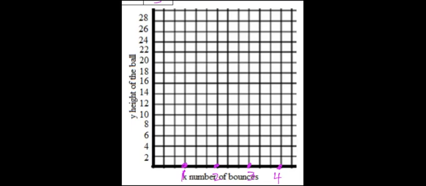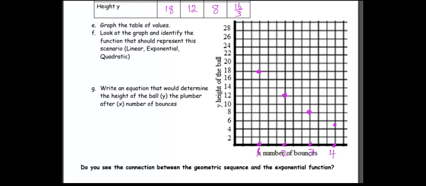1, 18 is right here. 2, 12 is right here. 3, 8 is right here. And 4, 5.3 is right here. So if you look, this is not exactly a straight line, but it looks like it's an exponential function. So it's not a linear function, it's an exponential function.